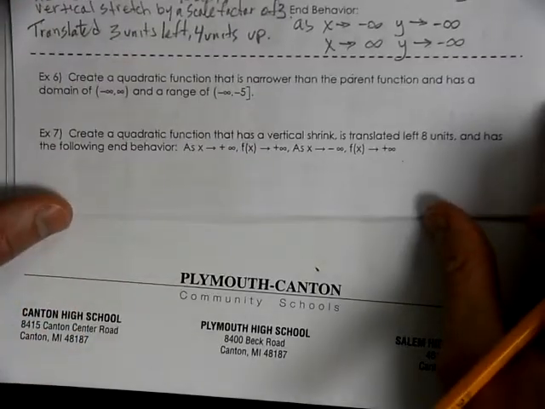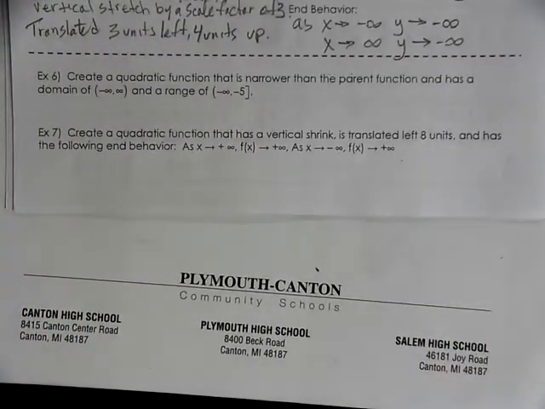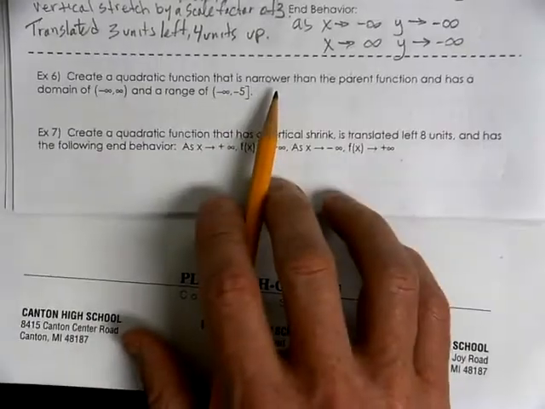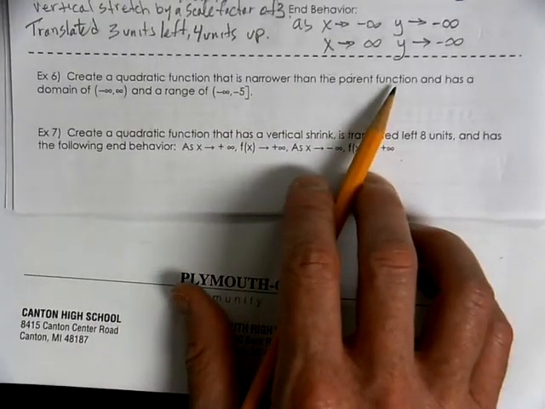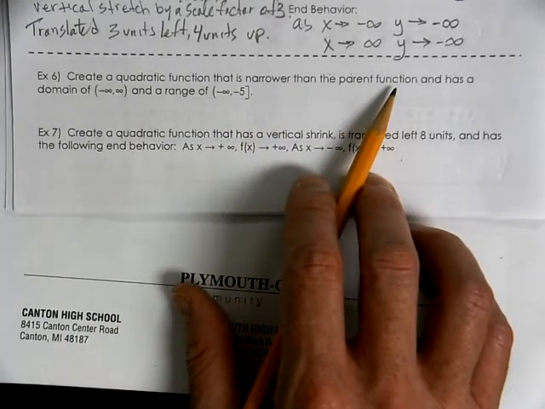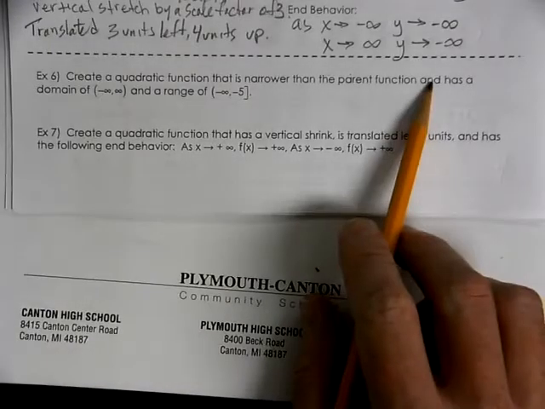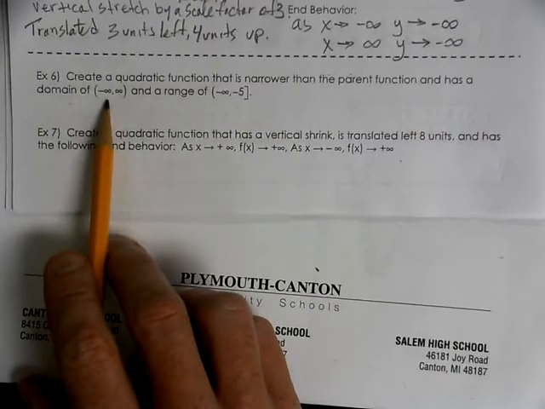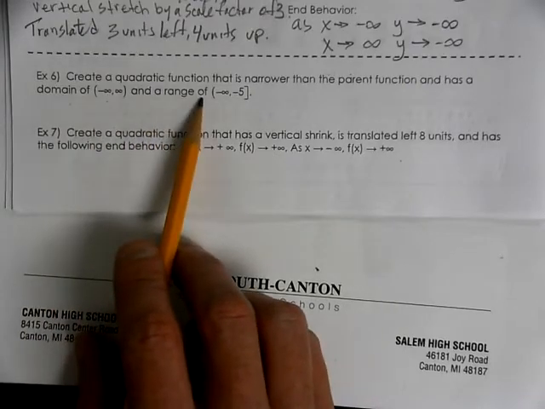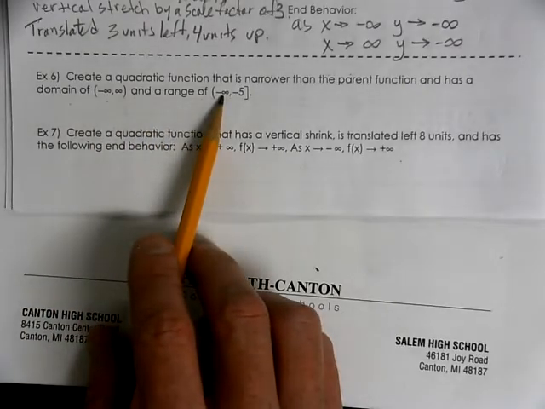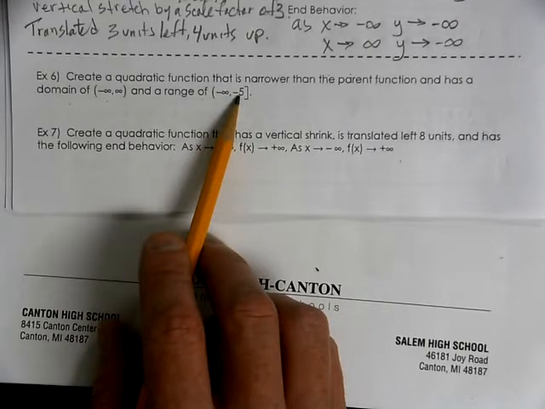Now we're going to write an equation. Write a quadratic function that is narrower than the parent function. Okay, let's see. To be narrower, you have to go up faster. So that means that your a value has to be greater than 1. And it has a domain, of course, of all real numbers, all quadratics do, so that doesn't tell us anything. And a range that goes from negative infinity up to negative 5.